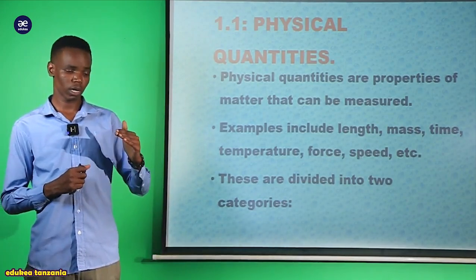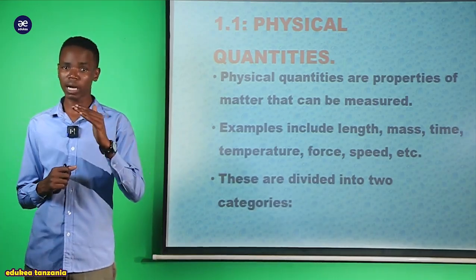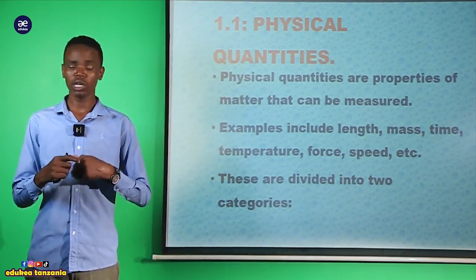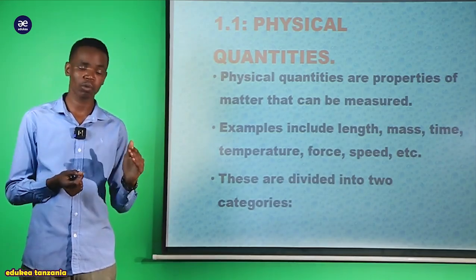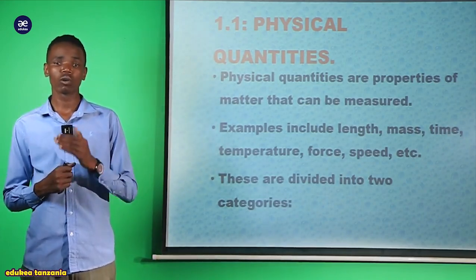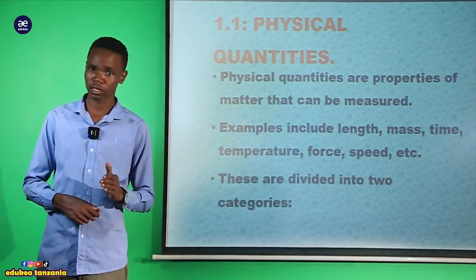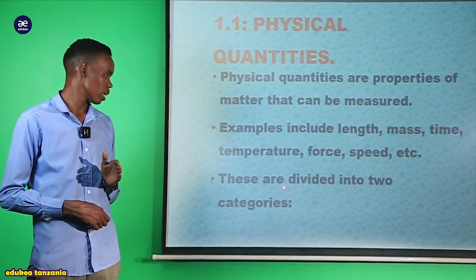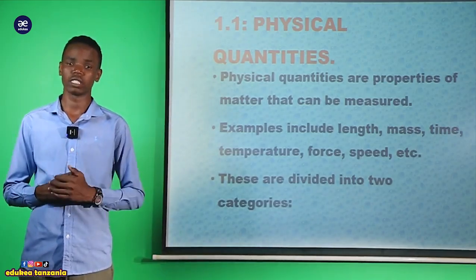As you can see, these physical quantities may include length and mass. Assume we want to get your weight. What we do is take the instrument that is used to record weight, then we measure and record your weight. Examples of the quantities used in measurements are length, mass, time, temperature, force, speed, and so on. These are examples of physical quantities.